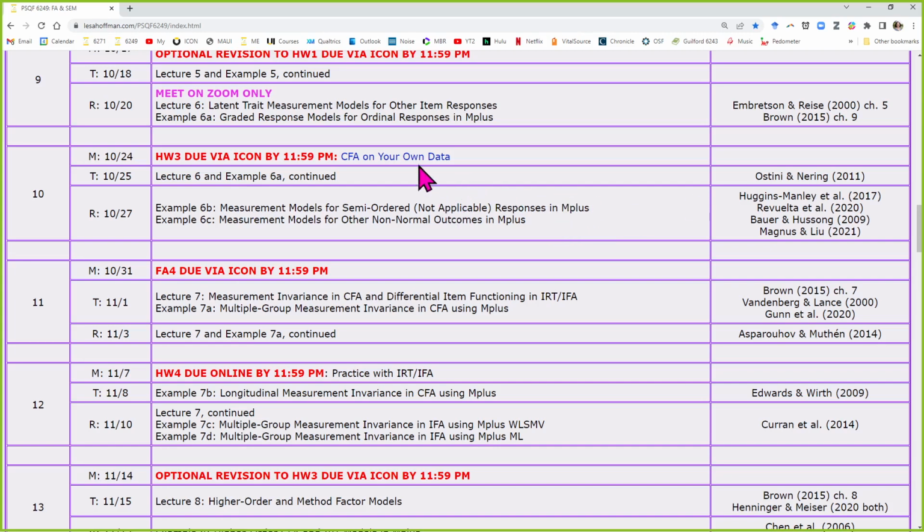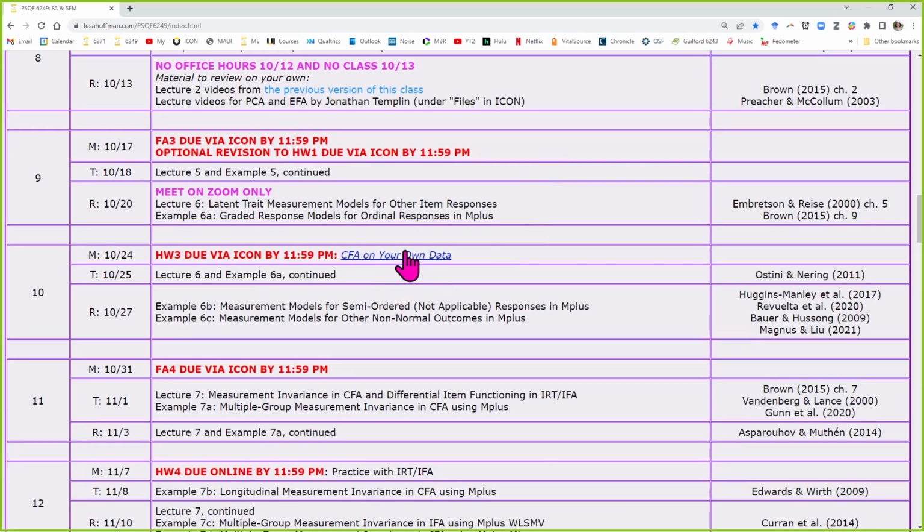So let me know once you read through the instructions if you have questions about what to do. Just like homework 1, this should be submitted through Icon under assignments, and then I will give you feedback by inserting comments and edits into Word.